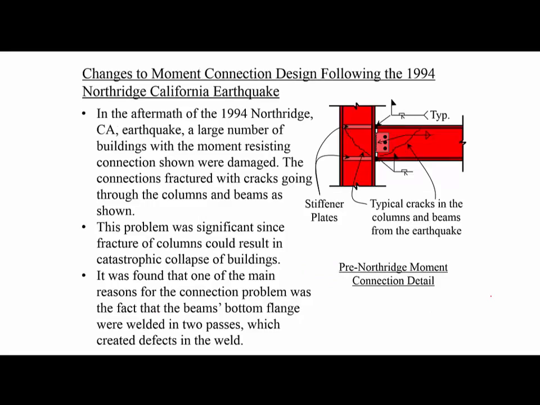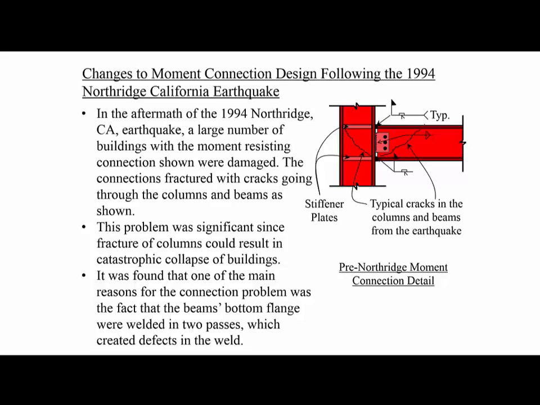One important point that you should remember is about the changes to the moment connection design following the 1994 Northridge, California earthquake. In the aftermath of the earthquake, a large number of buildings with the moment resisting connection that we have here were damaged, and the connections were cracked. They found that in many of these steel structures with this type of connection, there were cracks going through the column and through the web.